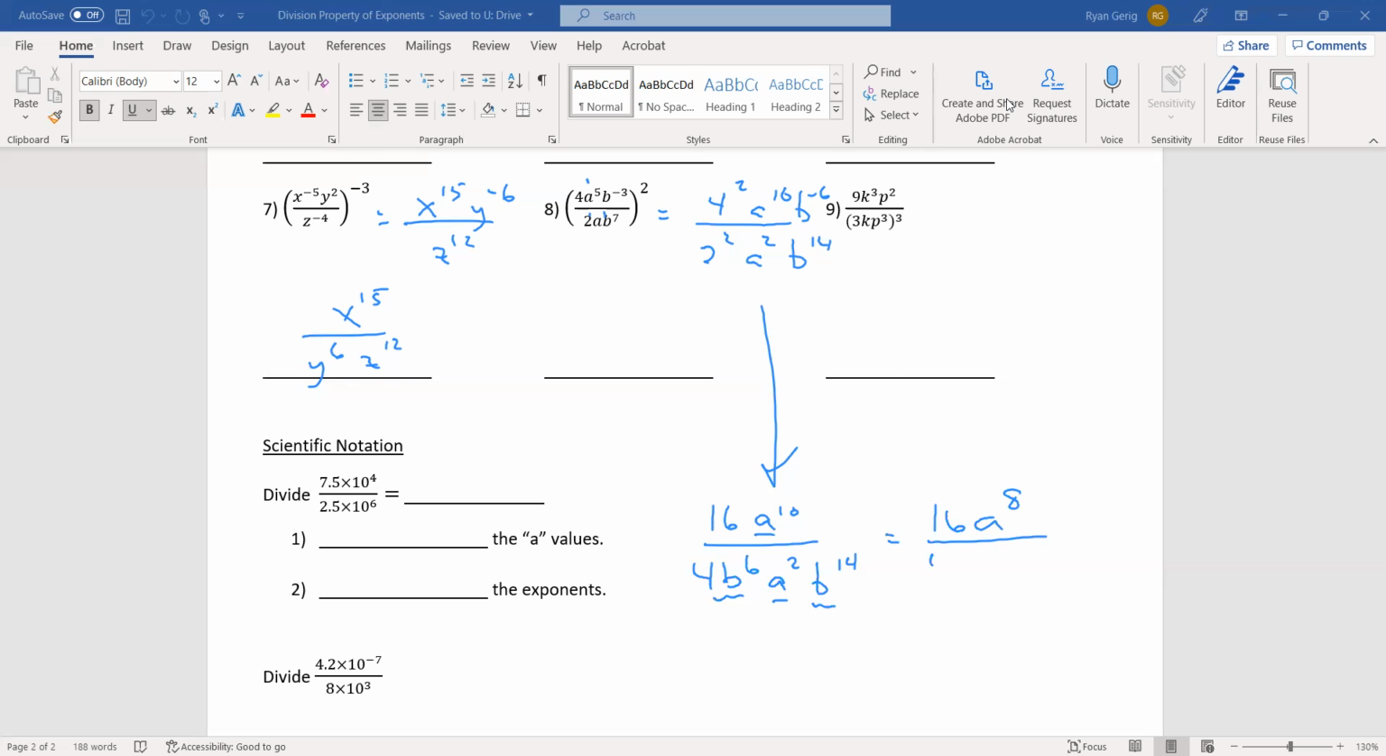Where are there more B's? On the bottom. How many more? Well, they're all on the bottom. So what do I do with the exponents there? It goes back to lesson 3. 6 and 14 makes 20.